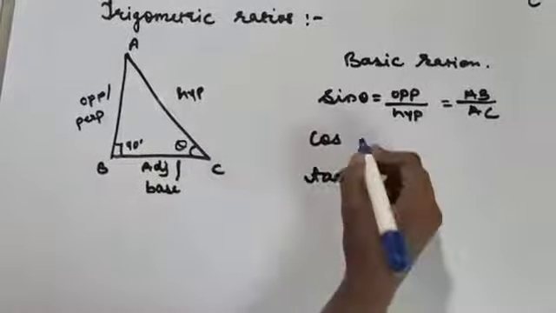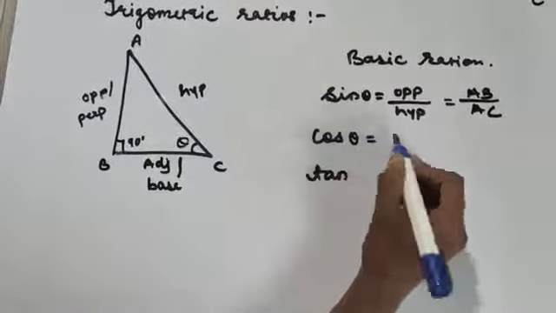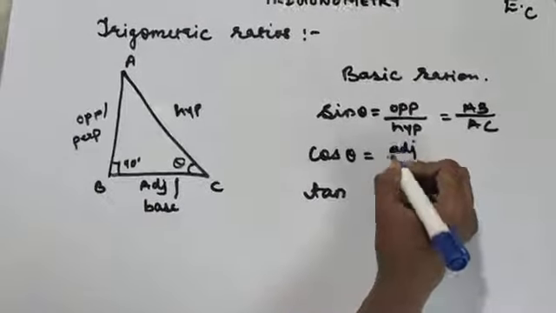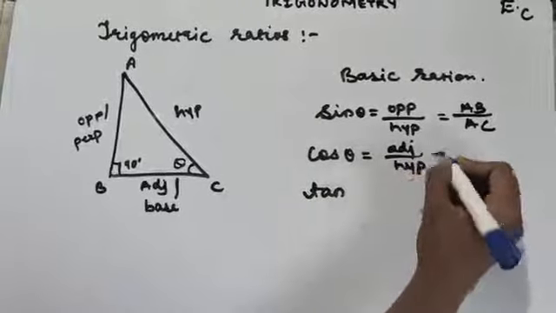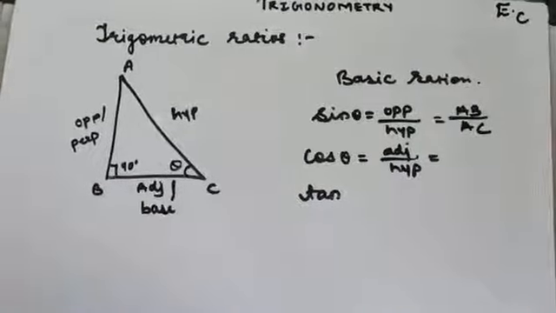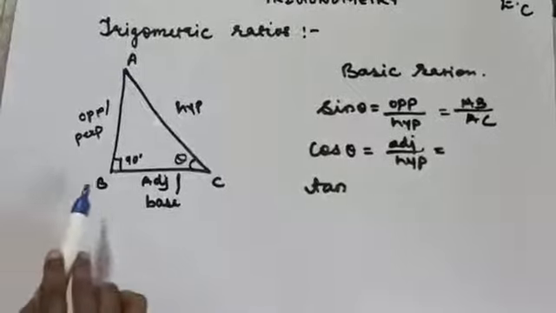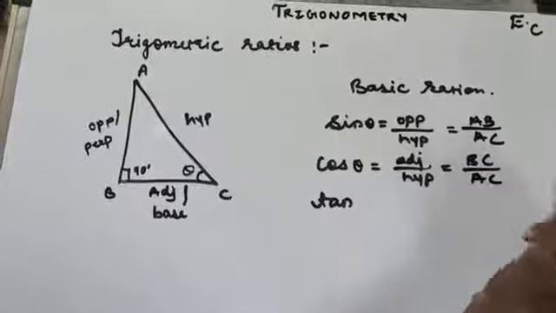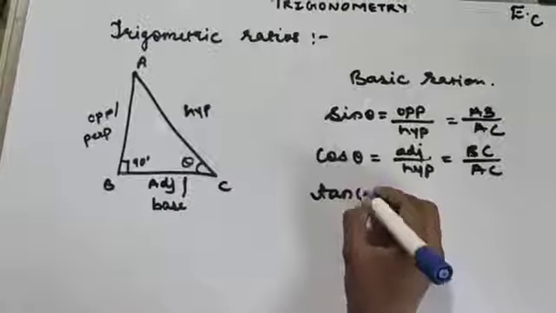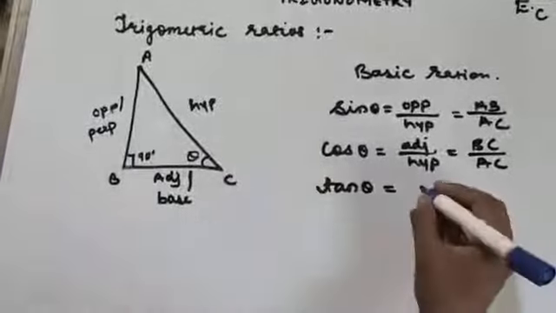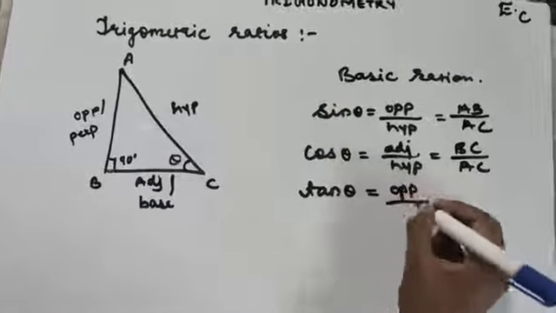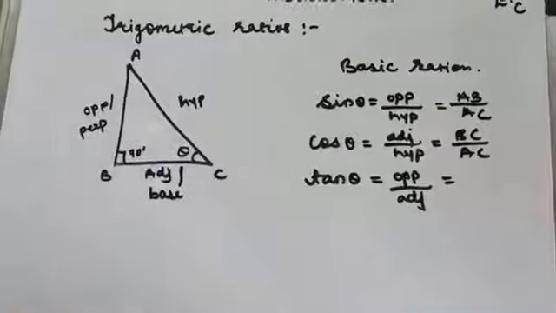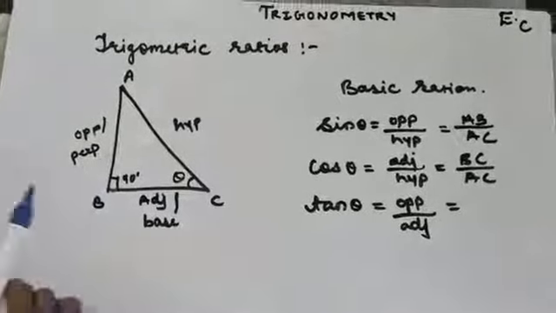Okay. Similarly, cos theta is given as adjacent side upon hypotenuse. So with respect to theta, the adjacent side or the base side is side BC and hypotenuse is side AC. Now let's find out tan theta. Tan theta is given by opposite side upon adjacent side. So with respect to theta, the opposite side is side AB and the adjacent side is side BC.